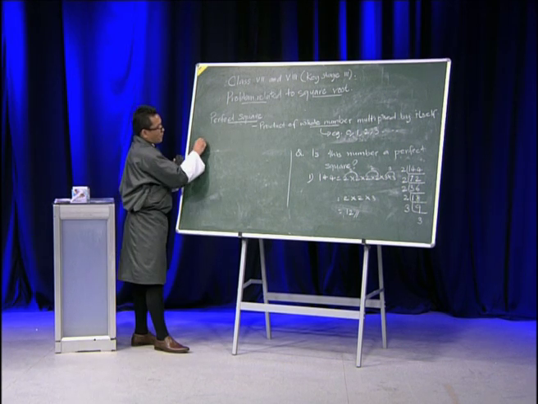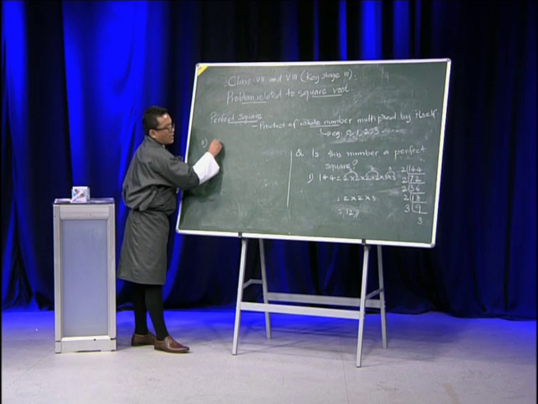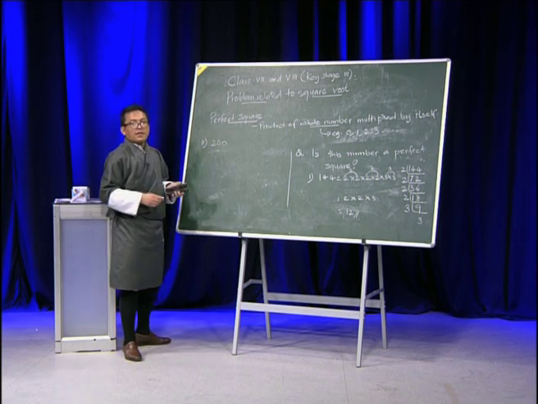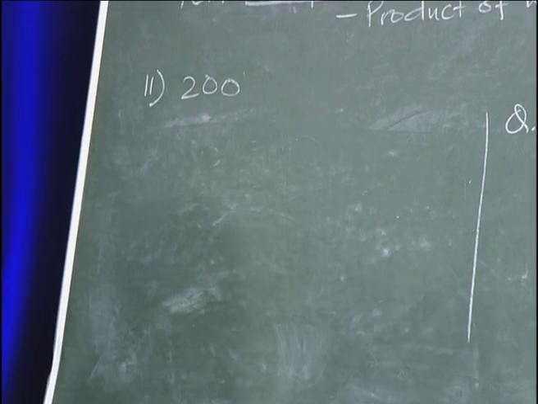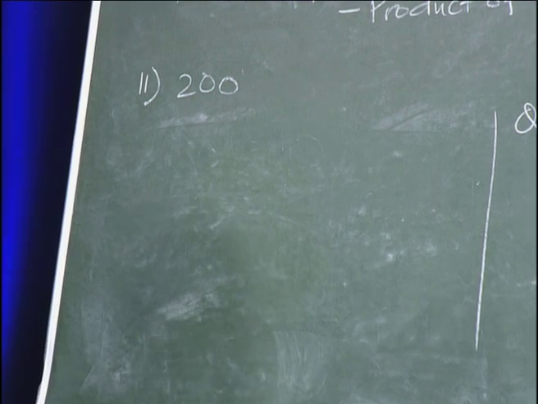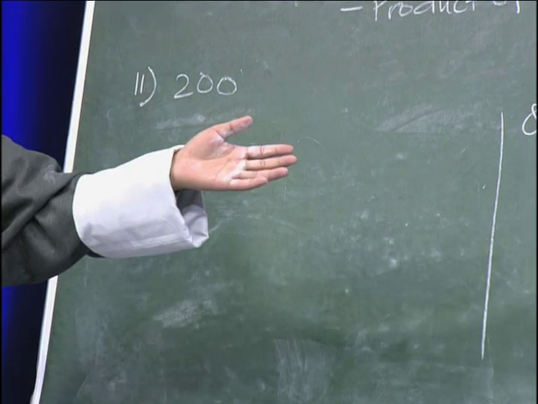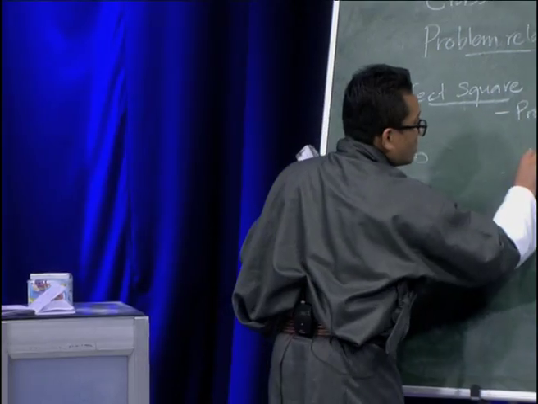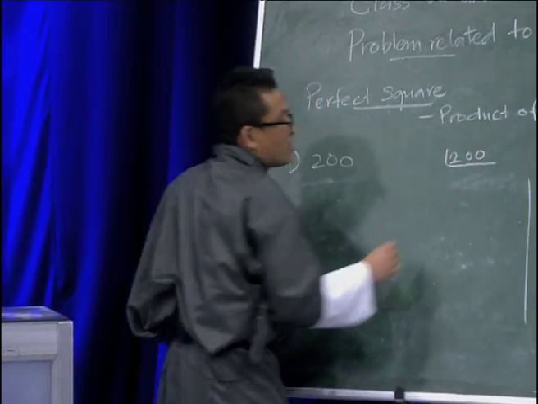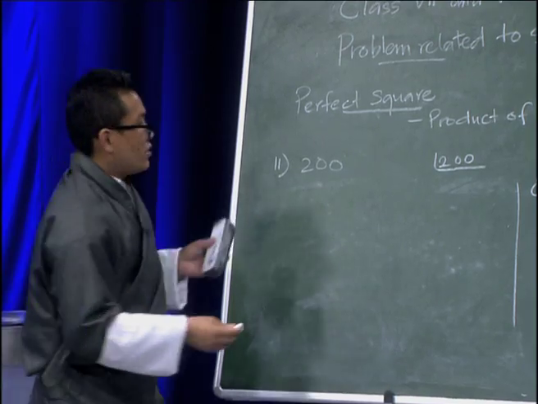Example 2. Let's say the number is 200. Now, to see whether this number is a perfect square or not, we'll use the factorization method again. Okay? 200. Factorize it using the prime factors.